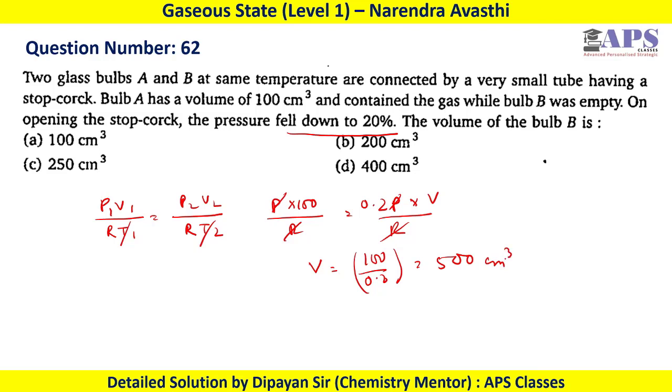So this is the total volume including the two containers. So total volume minus initial volume will give the volume of the second container, that is 500 minus 100, so that is 400 centimeter cube. So this is the volume of the second container. So option D will be the correct option.